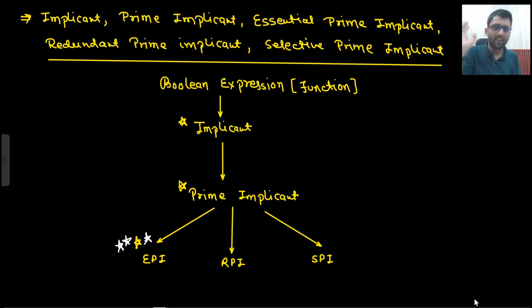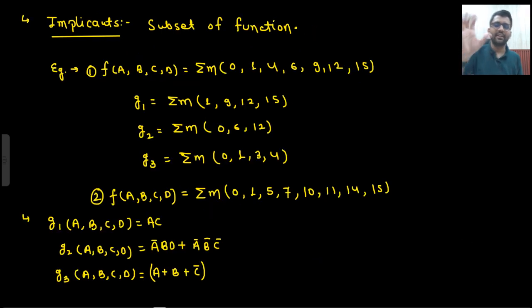We will study everything one by one. We will study all the implicants one by one. So first let's start with implicant. What do you mean by implicant? You know what a Boolean expression is, right? This is a given Boolean expression. So what do you mean by implicant? Implicant is simply a subset of the given function.